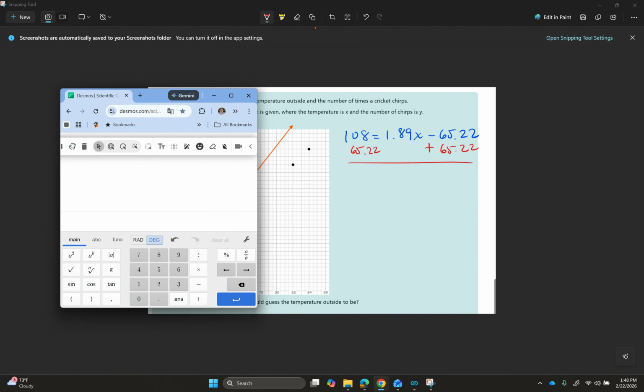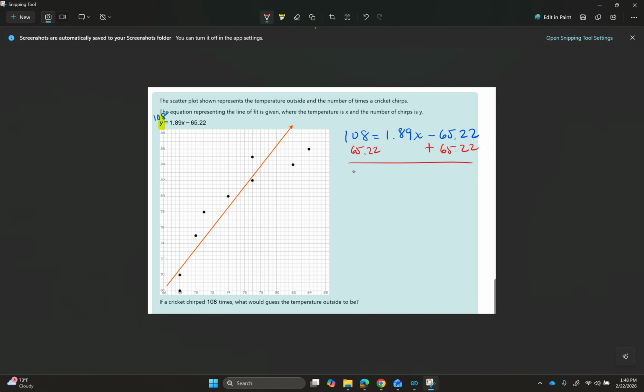So this will be 108 plus 65.22. You can see I got 173.22. So 173.22 is equal to 1.89x. Remember, these cancel out because if you add them, it will give you 0. And then my next step, in the second step, is I'm going to divide both sides by 1.89 because that number, the 1.89, is multiplying. The opposite action is to divide.